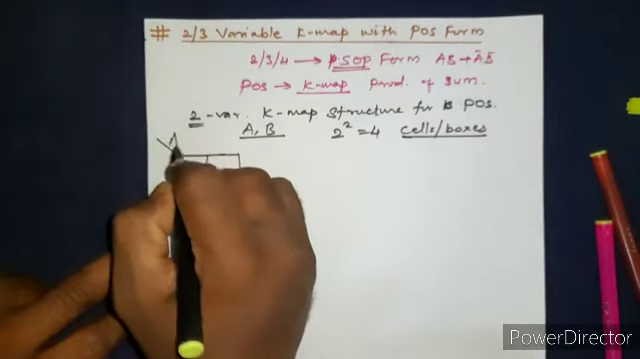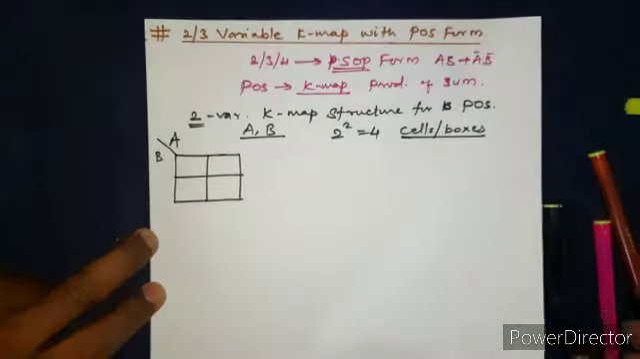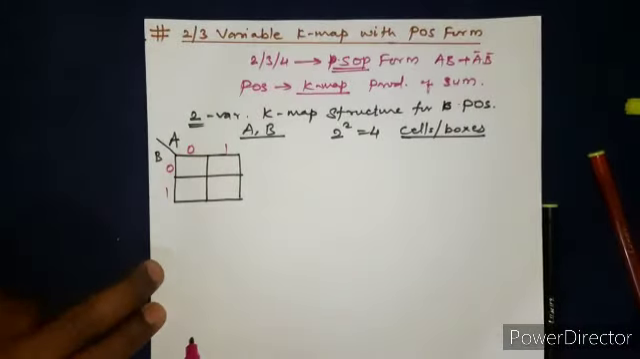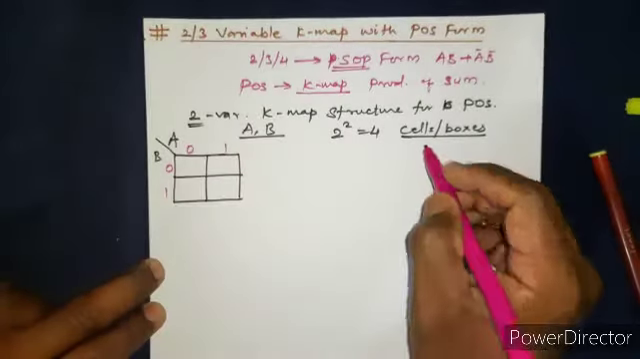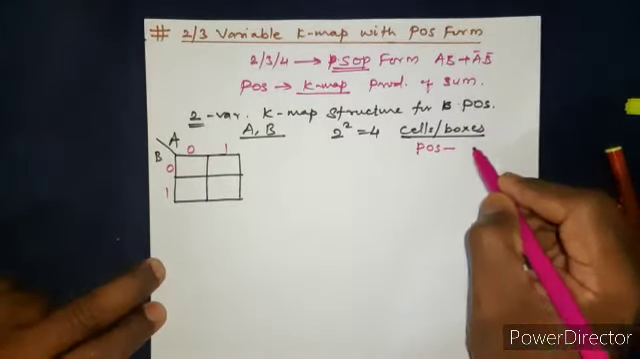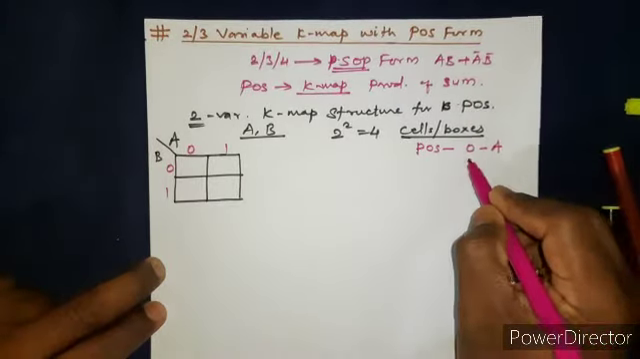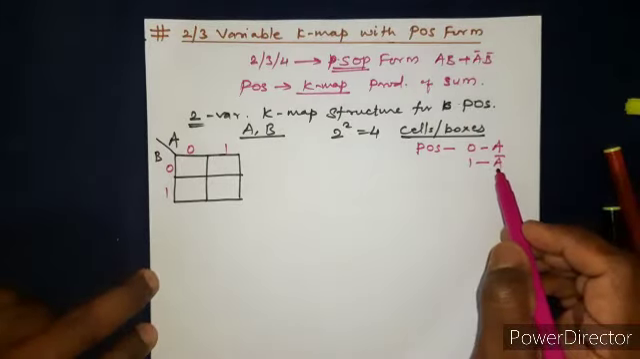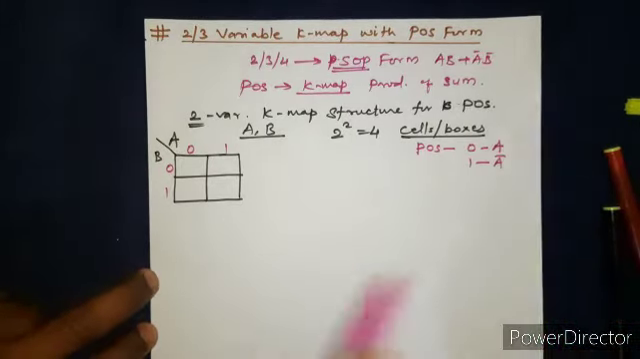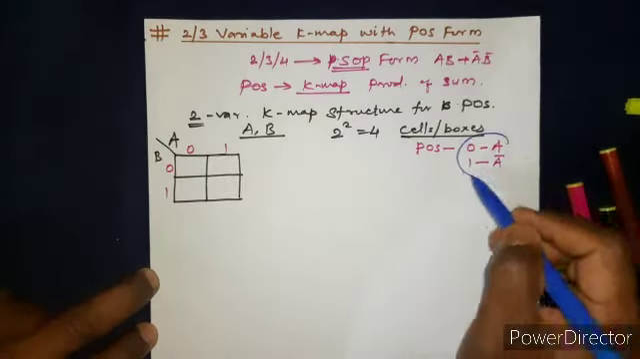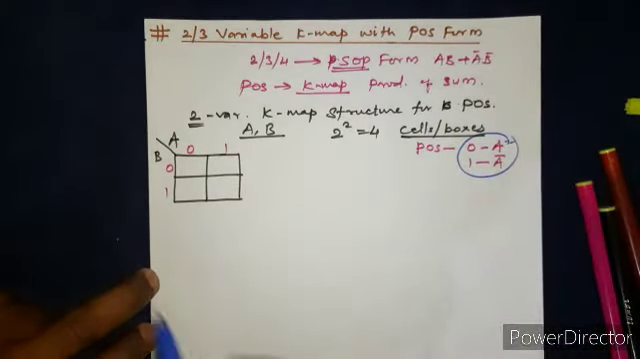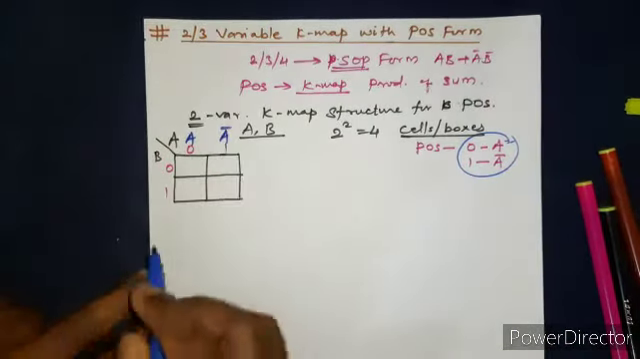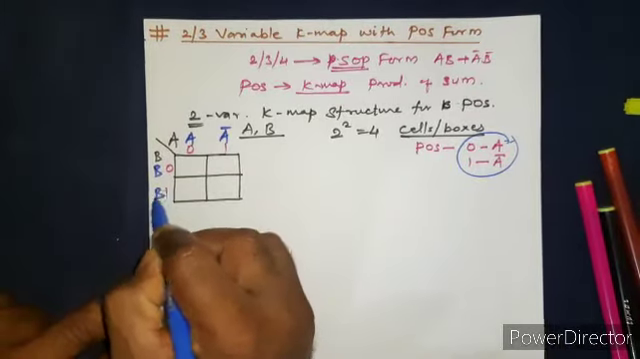Then this is A, this is B. So this is 0 1 0 1. Now for this POS we have seen 0 means the variable itself and 1 means the variable complement. This we have seen in the last few lectures. Now is the time to utilize these concepts. So this A here becomes A and this is A bar, this is B and this is B bar.